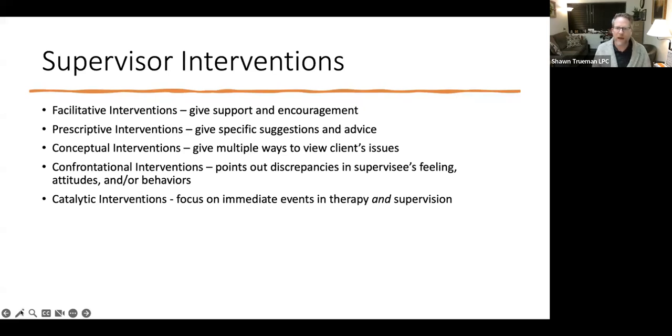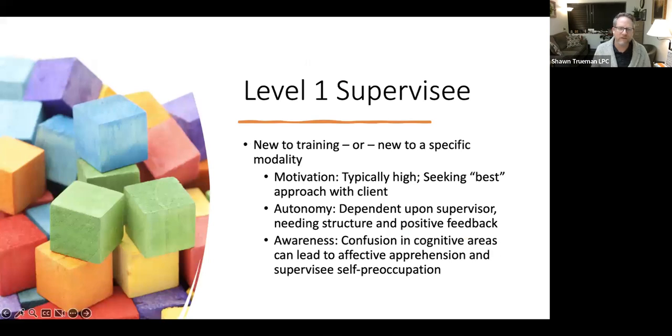Now let's talk a little bit about what these levels of supervisee are. So a level 1 supervisee is someone who is new to training or new to a specific modality. Maybe they're entering into a new area of clinical work. So this supervisee is usually pretty highly motivated, wanting to seek the best approach with their client. They're low in autonomy because they need lots of supervisor feedback. They're new at this.